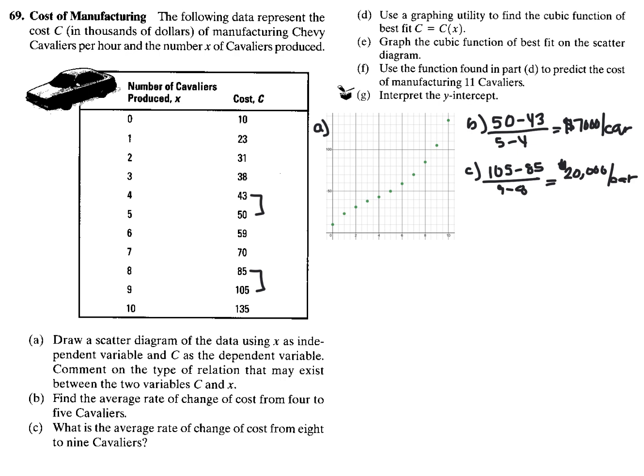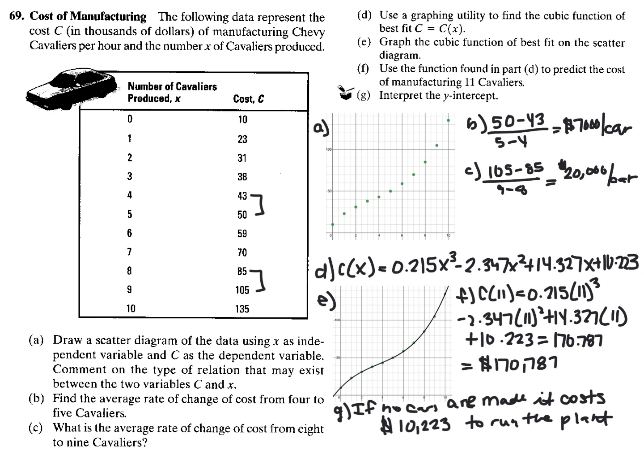Now they want us to use a graphing utility, and they specify a cubic function of best fit. So I'm going to go ahead and do that and then graph that on our scatter diagram. So I used a graphing calculator to create a cubic regression. I got C of x equals 0.215x cubed minus 2.347x squared plus 14.327x plus 10.223. And then I added that curve to my scatter plot.